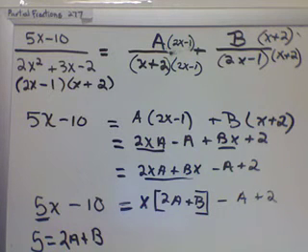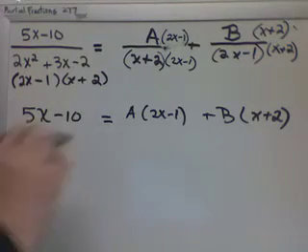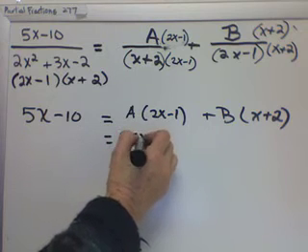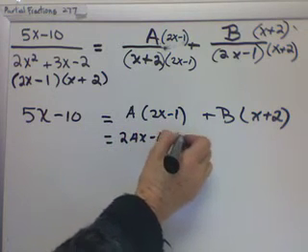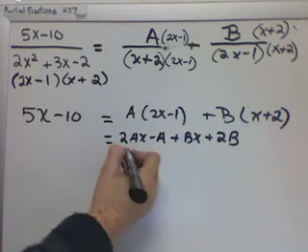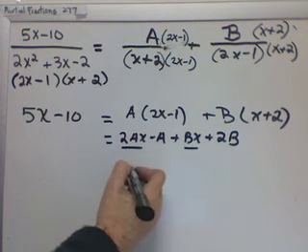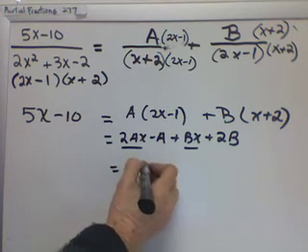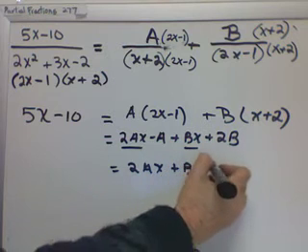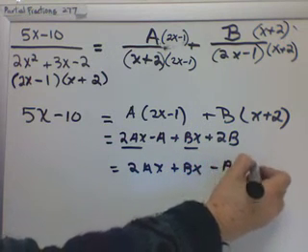And do you see what happens when you solve for a? So now I do a little simplifying here. So I get 2ax minus a plus bx plus 2b. I'm going to rearrange so that I have like terms with the x's together. So I'm going to have 2ax plus bx minus a plus 2b.